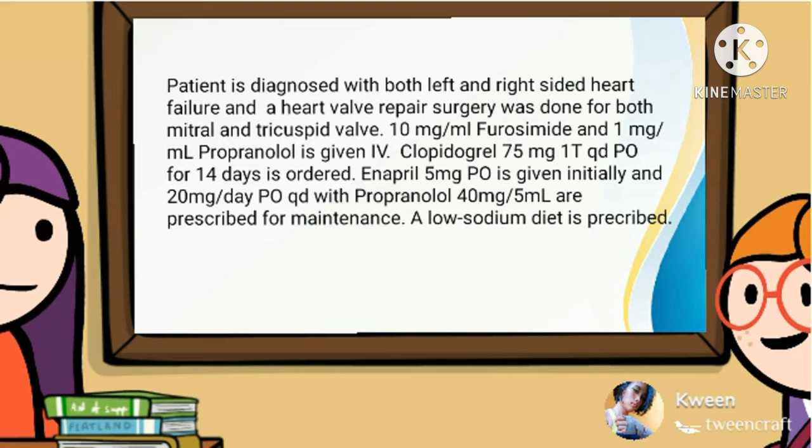Patient is diagnosed with both left and right-sided heart failure, and heart valve repair surgery was done for both mitral and tricuspid valve. 10 mg per ml of furosemide and 1 mg per ml of propranolol is given intravenously.